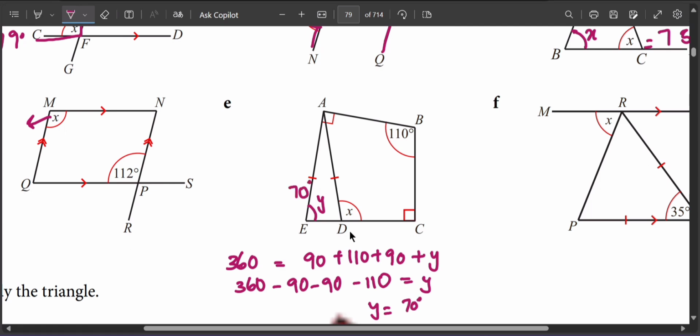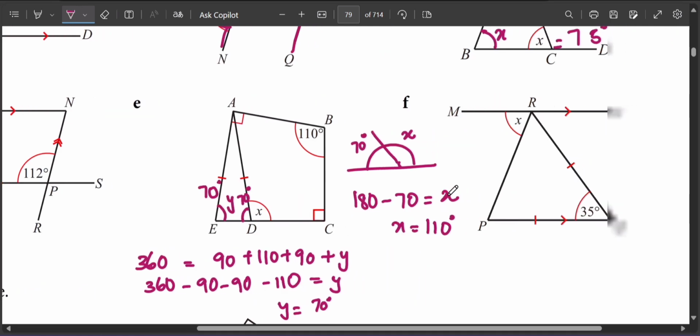All right, now we can see that this triangle ADE is isosceles. So if this is 70 degrees, this is also 70 degrees. Then on a straight line, if this is x and this is 70 degrees, then x has to be 180 minus 70, and that is x is equal to 110 degrees. That's how we were able to find this.